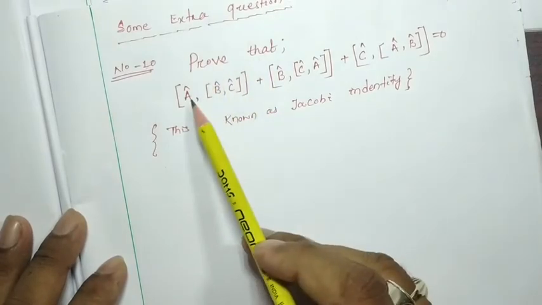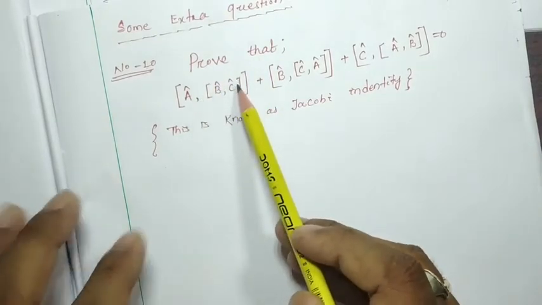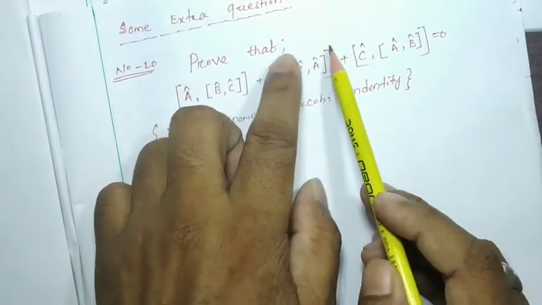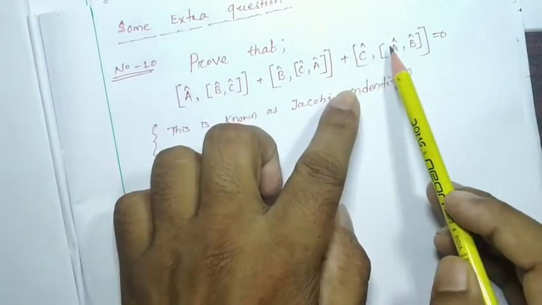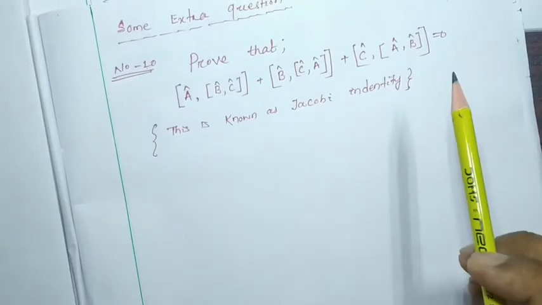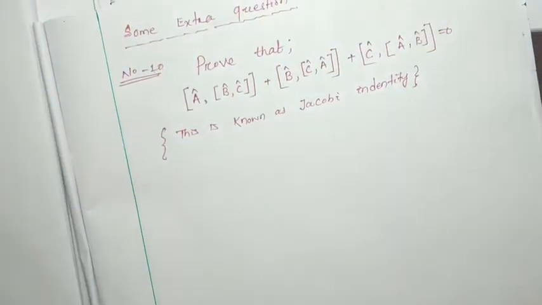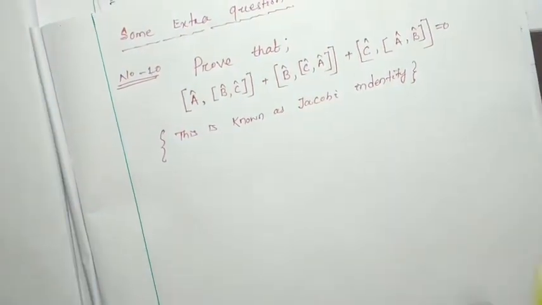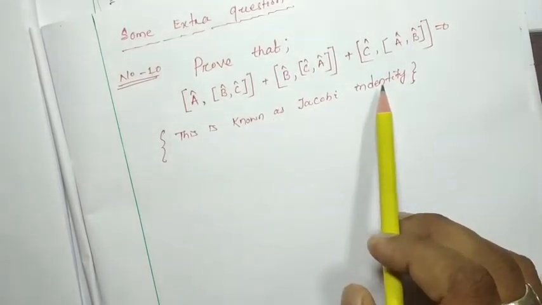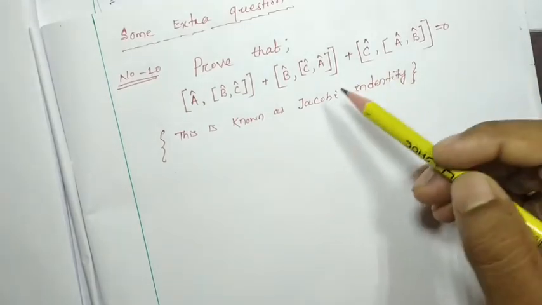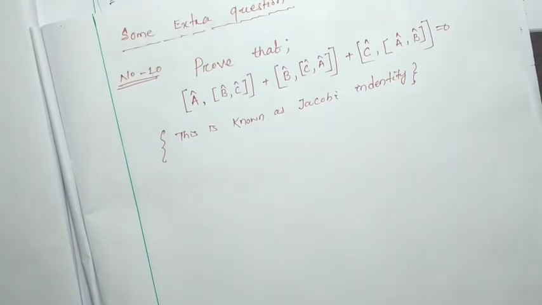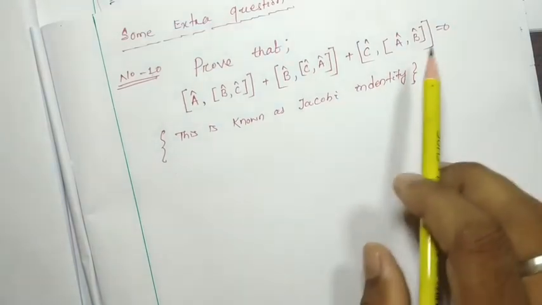That is, prove that [a^, [b^, c^]] + [b^, [c^, a^]] + [c^, [a^, b^]] will be equal to 0, okay. So how are you going to solve it? This is also known as the Jacobi identity. In exams, it is often asked: prove the Jacobi identity, for 8 marks, like that, okay. So this is nothing but the Jacobi identity.